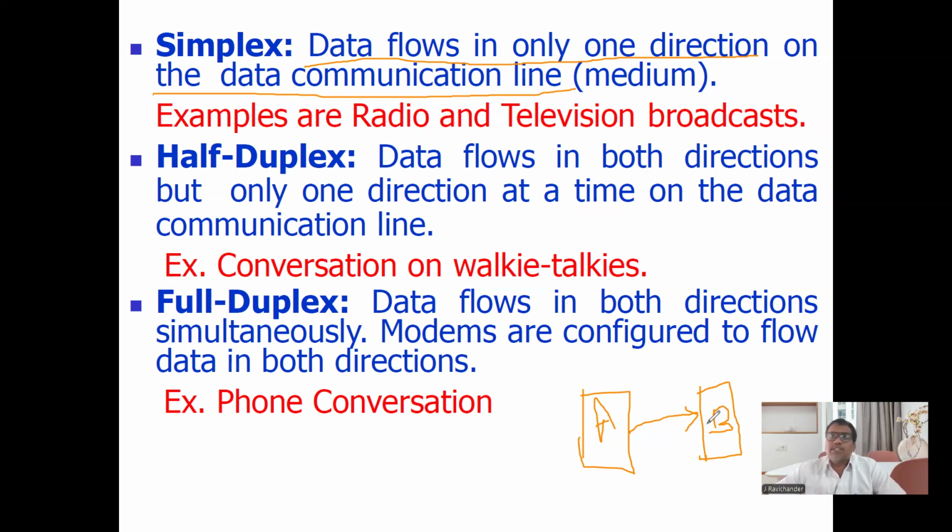What is the best example for simplex transmission? The best example of simplex transmission is the keyboard. From keyboard to computer, we can send the information. But from computer to keyboard, we cannot send the information. Another example of simplex communication is projector or TV remote, radio, television broadcast. In these examples, we can send the data in only one direction.